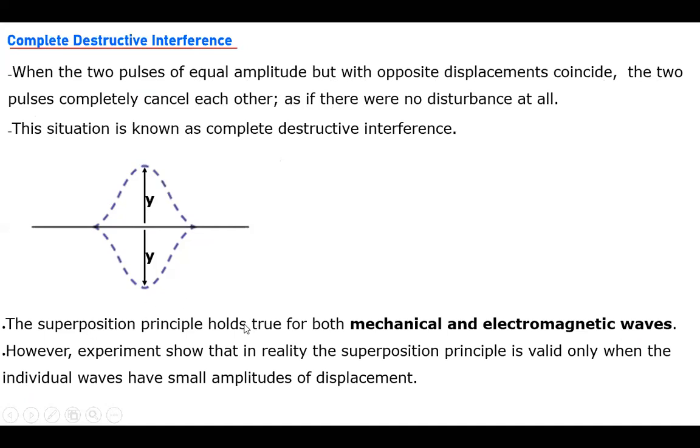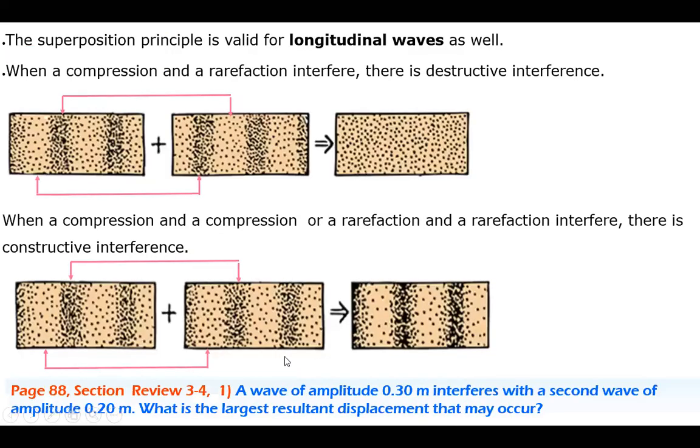This superposition principle holds true for both mechanical waves and electromagnetic waves, which means you can apply this interference not only to mechanical waves, it is also possible to apply it to light. We will study that in chapter 7. So light can also interfere and produce a smaller amplitude, which is a dark region, or a greater amplitude, which is a bright region. And longitudinal waves like sound can also interfere.